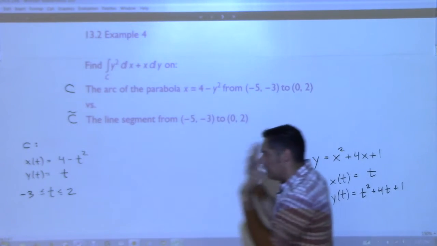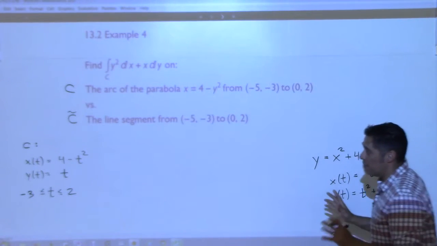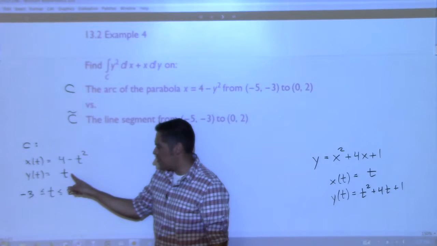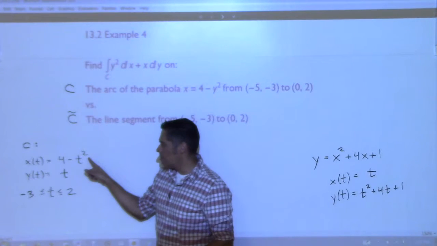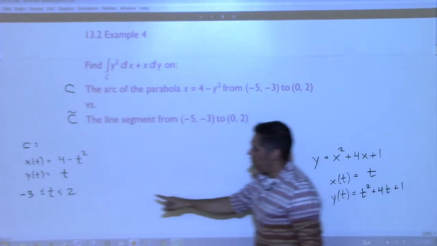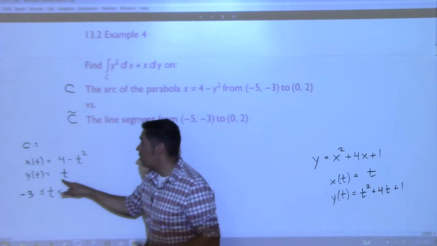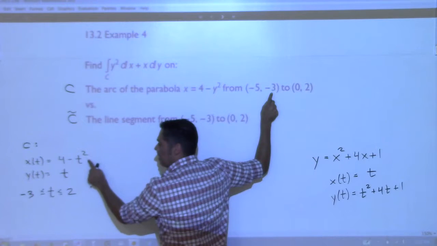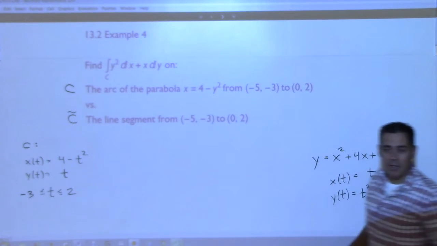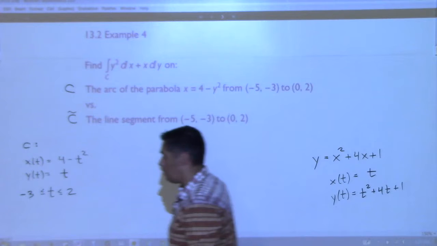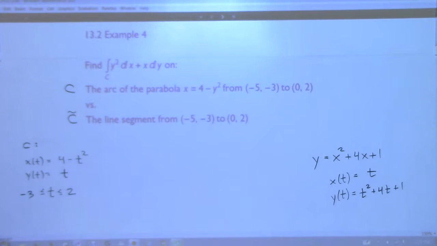And let's just check. This is definitely not a for sure thing, but let's check what happens. If t is 2, what would we get here? We get 2 for the y, and what would we get for x? 0. And that would be this, right? And if t was -3, we get -3 for the y coordinate, and for the x, we plug in -3 here, square it, we get 9. 4 minus 9 is -5, so we're there, right? Understand?